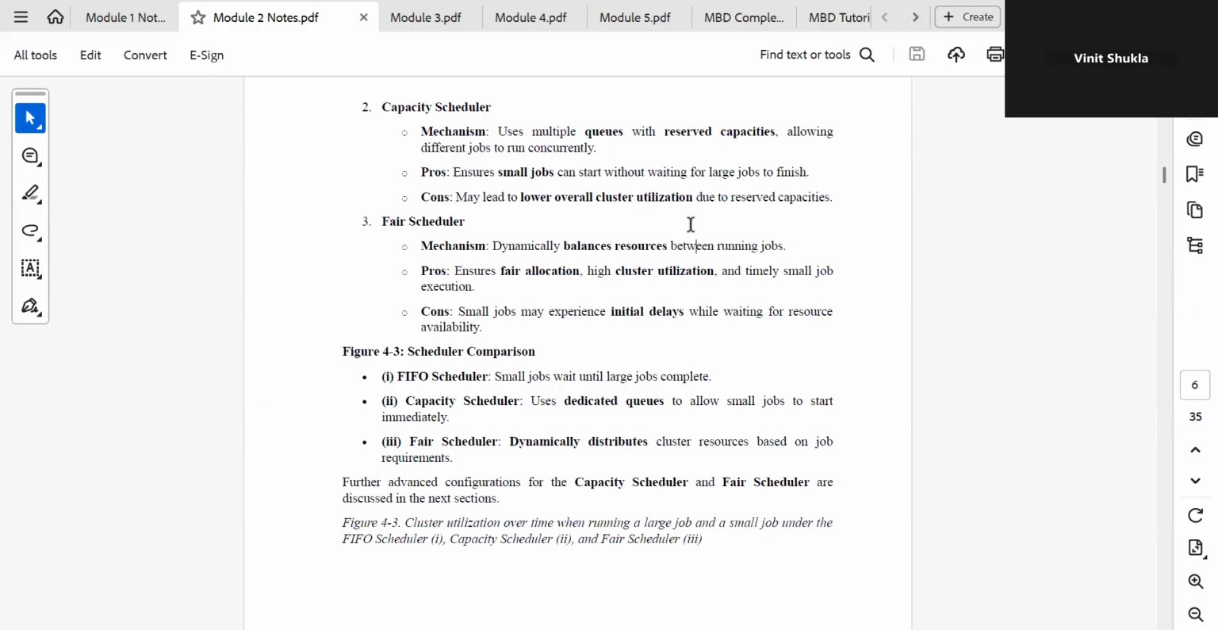There is one diagram given, and by that diagram we can learn it properly. In the FIFO scheduler, a small job waits until the large job completes. The capacity scheduler uses a dedicated queue to allow a small job to start immediately. And the fair scheduler dynamically distributes cluster resources based on the job requirement. Further, advanced configuration of the capacity scheduler and fair scheduler are discussed in their own topics. The diagram shows cluster utilization over time when running a large job and a small job under the FIFO scheduler, capacity scheduler and fair scheduler, right?